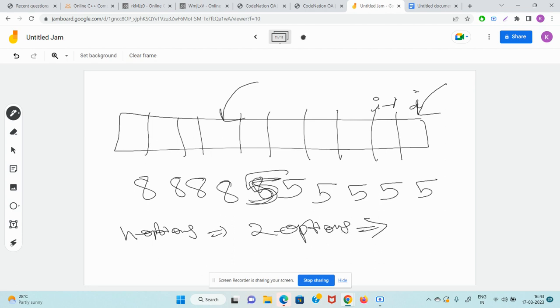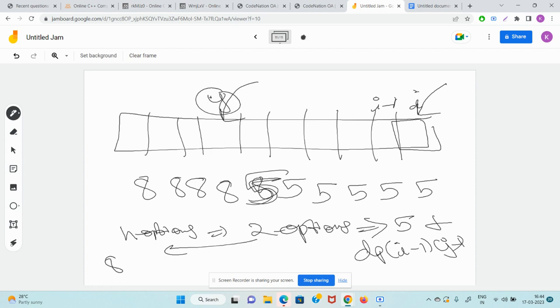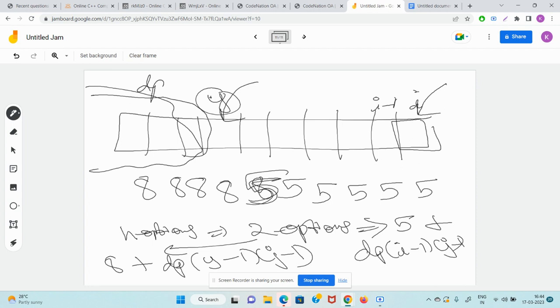So the first option will be this one, which is phi plus dp of I minus 1, j minus 1. The other option will be this one. Let's say this index is y. The answer will be 8 plus dp of y minus 1, j minus 1. It means this much part you are saying dp will calculate this much and this much, or you already know it is 8. It is given here.